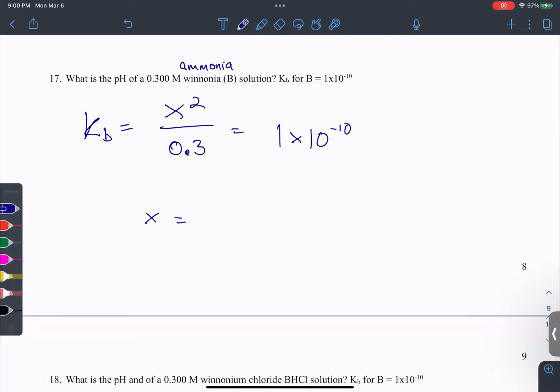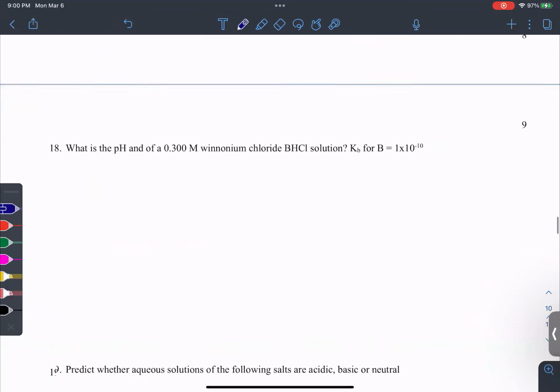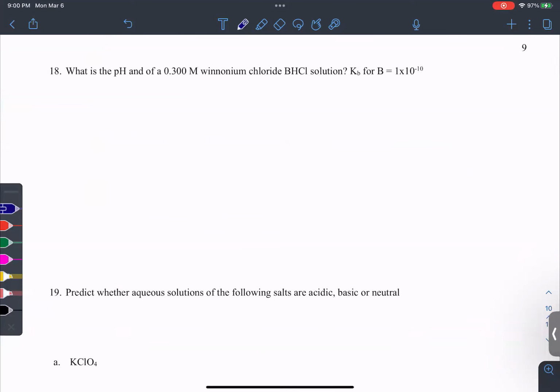It's 5.48 times 10 to the negative 6 molarity, but it's the concentration of what? OH minus concentration, because it was a Kb expression. All right, and then one more step, you get pOH, then you get pH. Okay. All right, so that was Winonia.